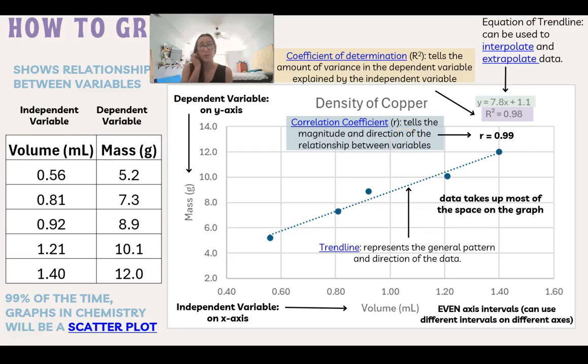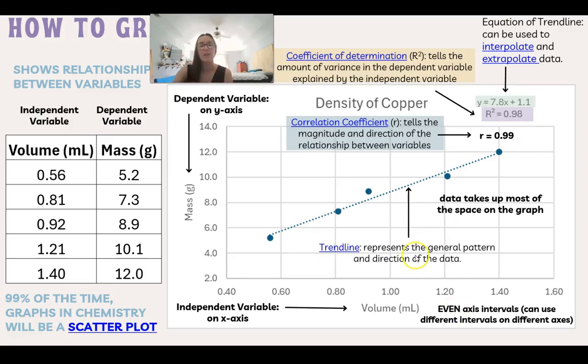Last year we only talked about the r squared value. I want to make it clear that there are two different values we're talking about here. The correlation coefficient is lowercase r, whereas r squared is called the coefficient of determination, and I will tell you about the differences between those in a second.